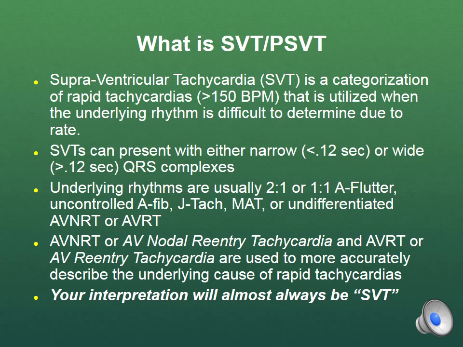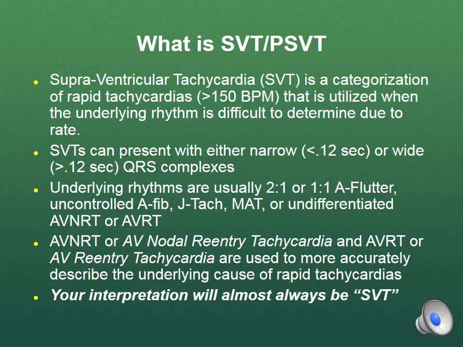So supraventricular tachycardia is really just a categorization of rapid tachycardias, and it's generally utilized when it's difficult to determine what the underlying rhythm is due to the rate. So SVT, the term, really encompasses a lot of different rhythms. It could be anything from atrial tachycardia, multifocal atrial tachycardia, or AFib with rapid ventricular response. There's a lot of different rhythms that are considered supraventricular tachycardias.